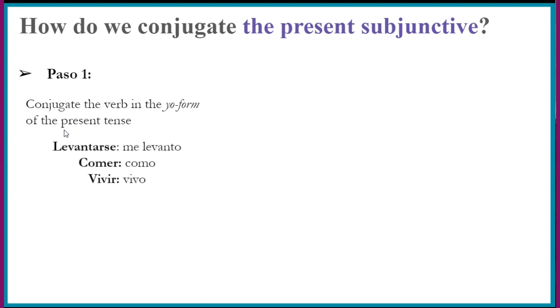So here we have some examples. Levantarse, me levanto; comer, como; vivir, vivo. So step 1, conjugate in the yo form of the present tense. Paso 2, drop the final O. So you drop this O, and you have this, and this is your stem for the present of the subjunctive.